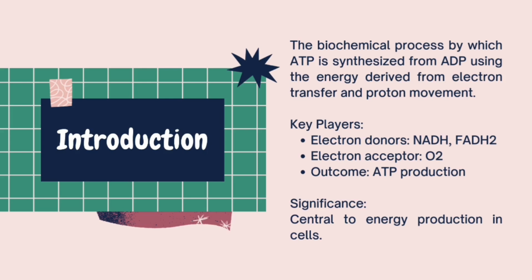Oxidative phosphorylation is the final stage of cellular respiration, where the energy from the breakdown of nutrients is used to produce adenosine triphosphate, or ATP, the primary energy currency of cells. It occurs in the mitochondria of eukaryotic cells and the cell membrane of prokaryotic cells.